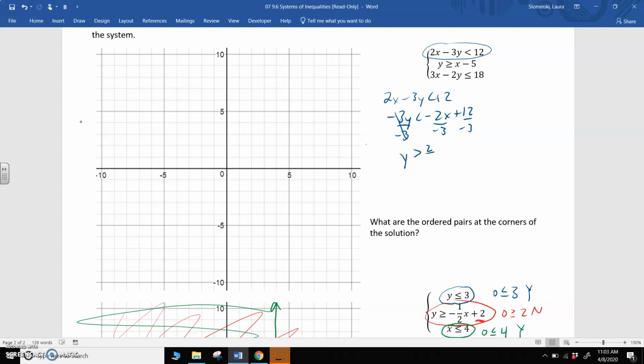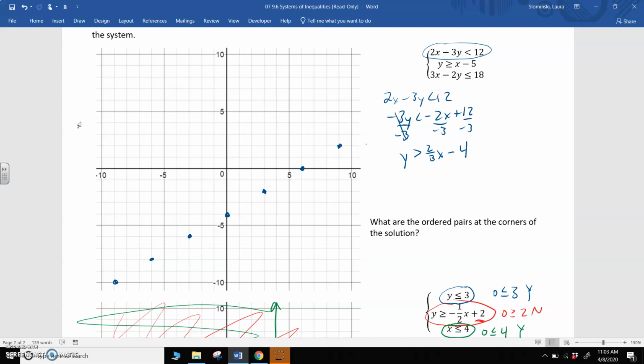Negative divided by a negative is +2/3 x, and a positive divided by a negative is negative. So that's the same as y is greater than 2/3 x minus 4. Slope-intercept form: plot my y-intercept, and now I'm going to rise 2, run 3. Rise 2, run 3. I can also go down and back. Those are my points on that line.